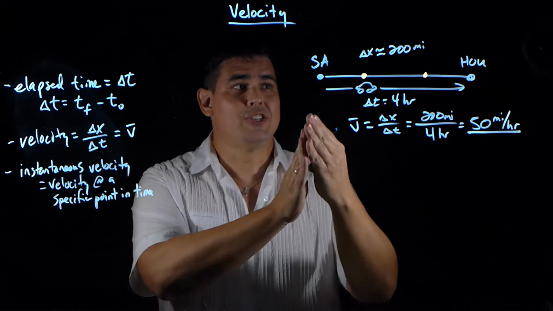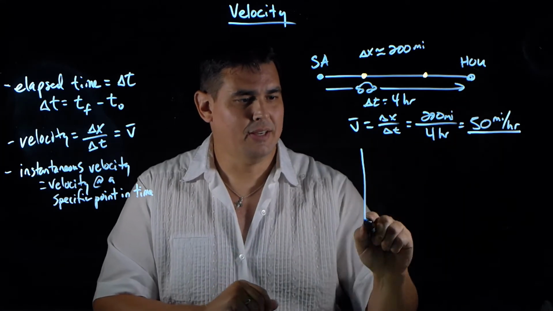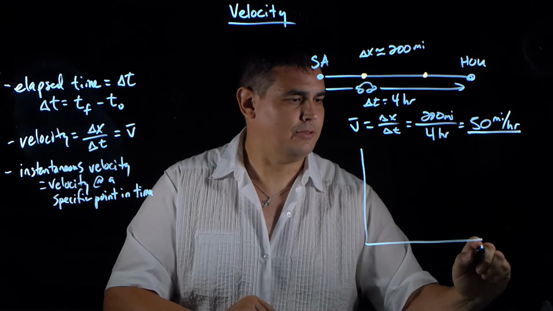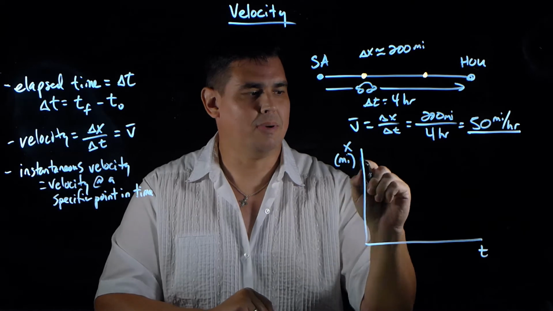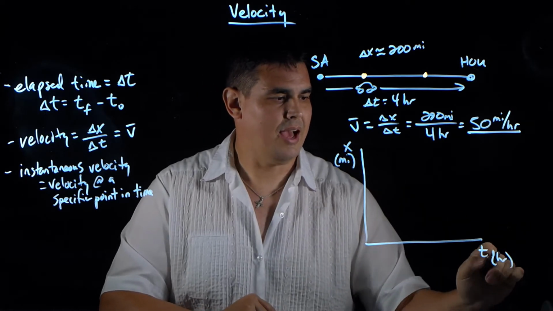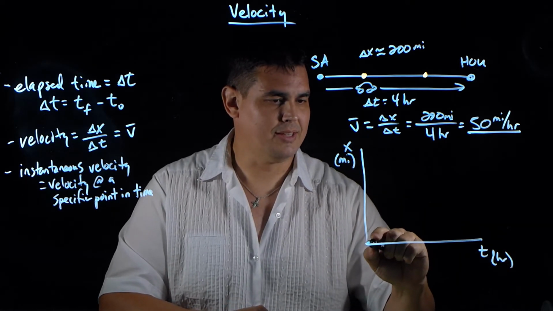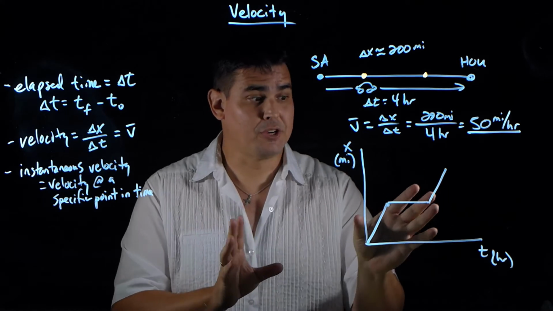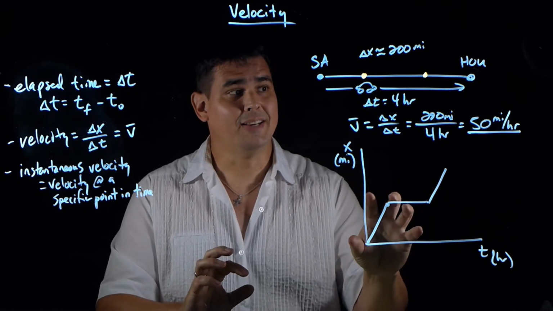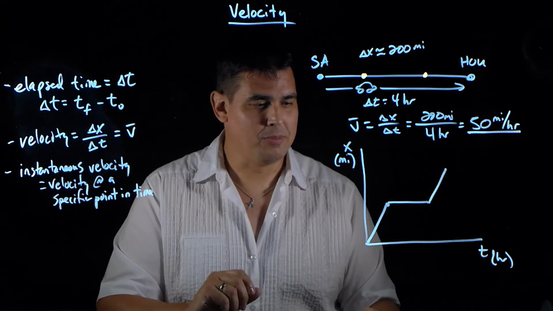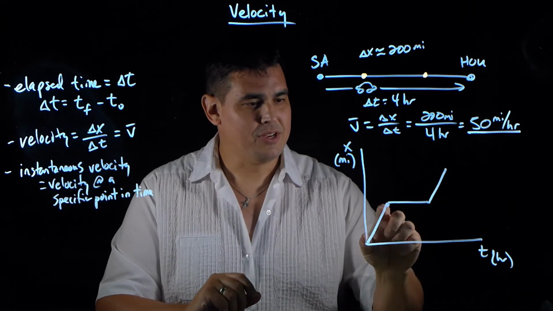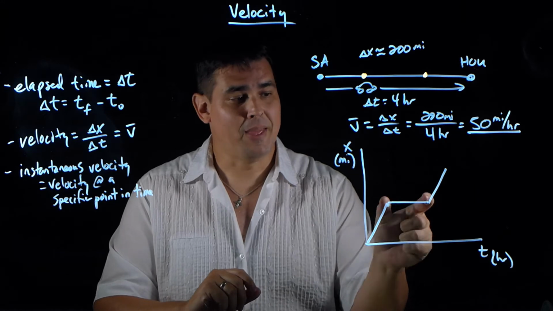So I just said you went from San Antonio to Houston, but let's say the graph of position versus time, right? So this is in miles and this is in hours. Let's say that graph looks something like this. Here's your position versus time graph, right? So you can see this, you didn't just drive 50 miles an hour straight to Houston. Something happened here in the middle, right? So what happened was you drove pretty fast and then you stopped for a while.